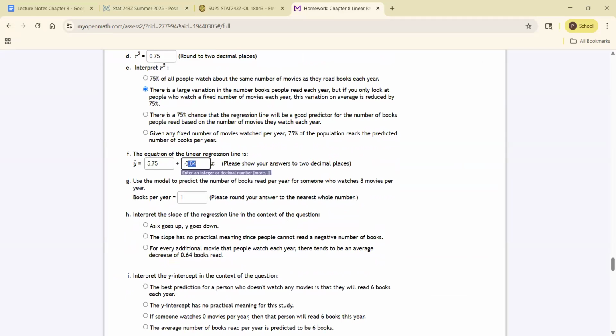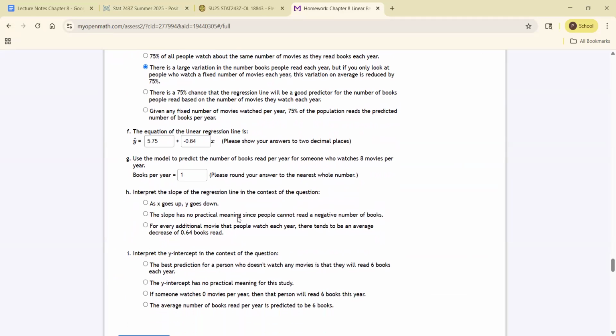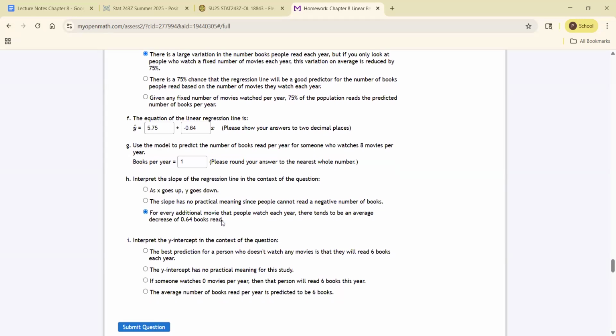Now, interpreting this slope of negative 0.64, it does mean that as x goes up, y goes down, but we can get a little bit more information. For every additional movie that people watch each year, there tends to be an average decrease of 0.64 books being read. And our y-intercept says the best prediction for a person who doesn't watch any movies is that they will read 5.75 or 6 books each year. So this is rounding up the intercept from part F.